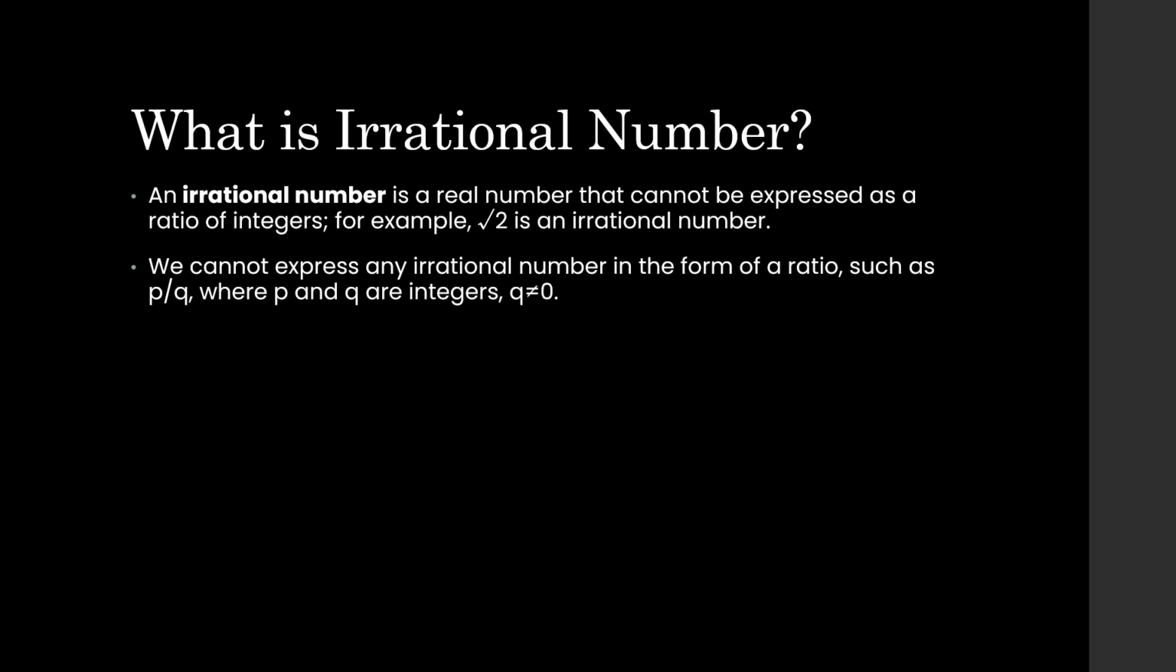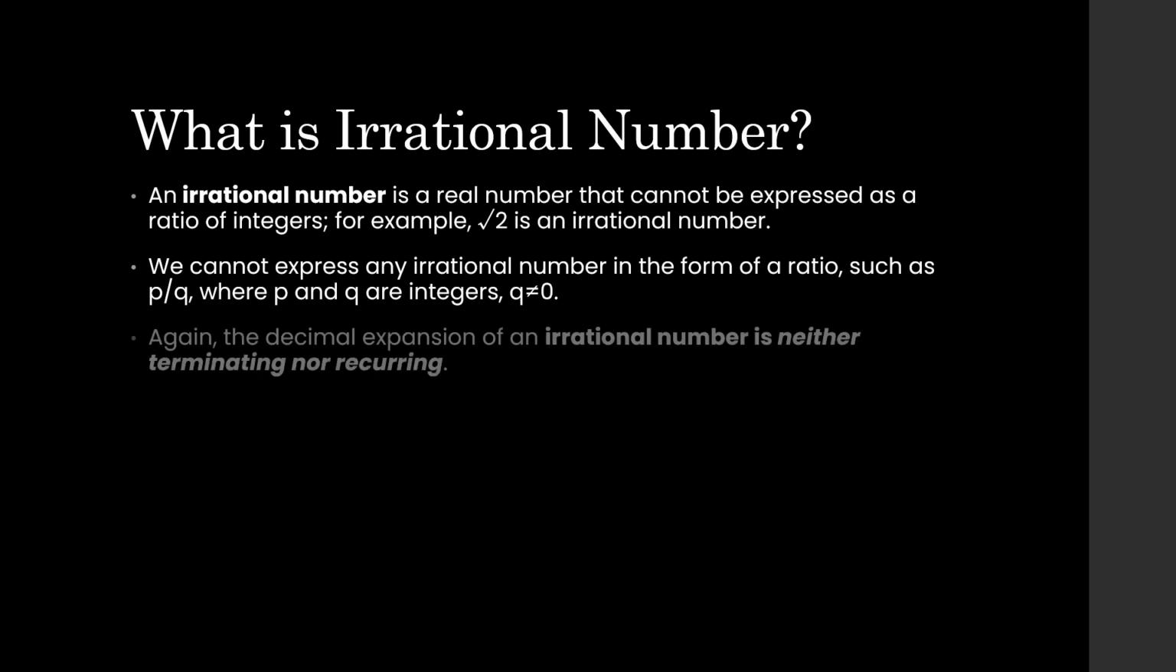We cannot express any irrational number in the form of a ratio such as p upon q, that is numerator upon denominator, where q is not equal to 0. Again, the decimal expansion of an irrational number is neither terminating nor recurring. In the previous video we have seen what are terminating, non-terminating, recurring and non-recurring type of numbers. So an irrational number comes under the non-terminating, non-recurring type.